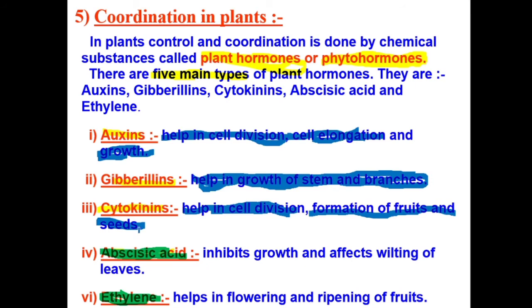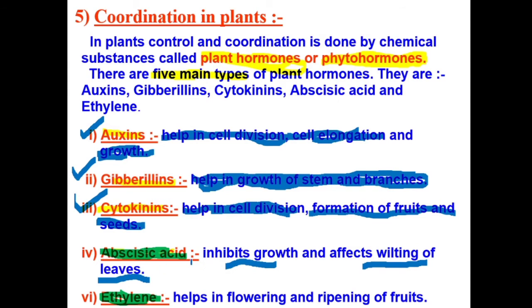Okay. These 3, number 1, number 2 and number 3, these 3 are actually helping in what? These 3 are actually helping in growth of the plant, whereas the rest of the 2, first one inhibits growth and affects the wilting of the leaves. Wilting of the leaf means when there is less amount of water for the plant, the plant leaves, they wilt, they droop, right? And that is controlled by abscisic acid.